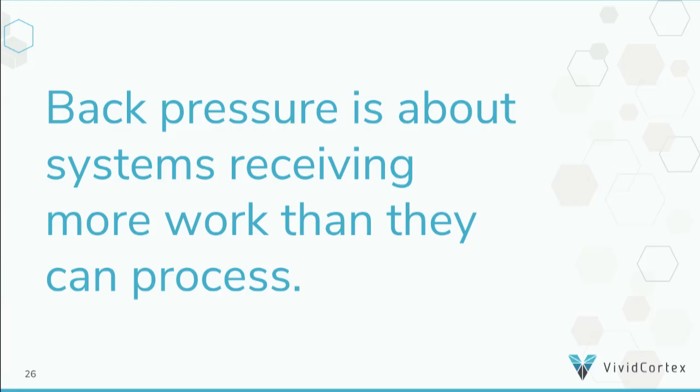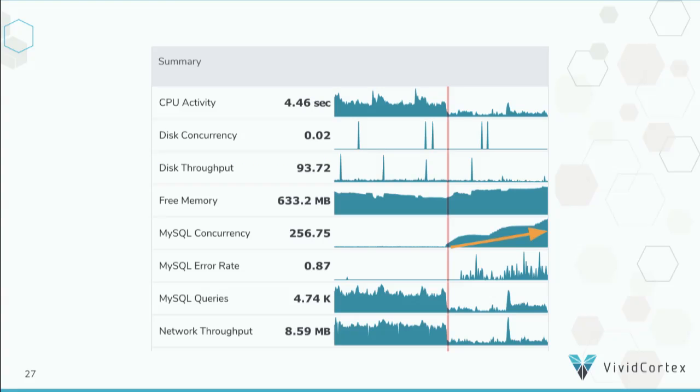Back pressure is just about systems receiving more work than they can process. I like to think about a garden hose example or something, where you have this fixed size hole and you're just trying to shove more things into it than can fit. And what happens is things tend to pile up behind it. So again, going back to this example, what I see when I see a picture like this is back pressure. I see queries piling up, and I know that there's actually applications waiting on those queries to end.